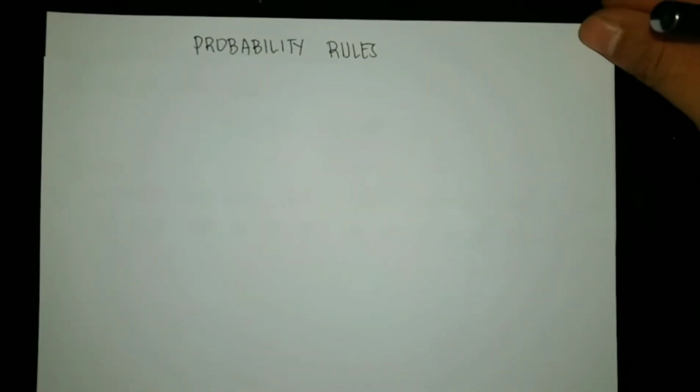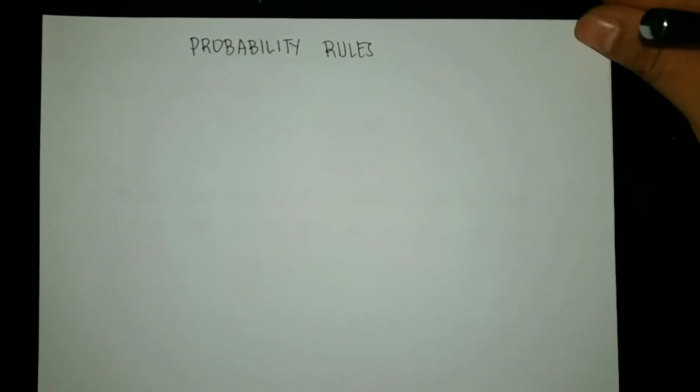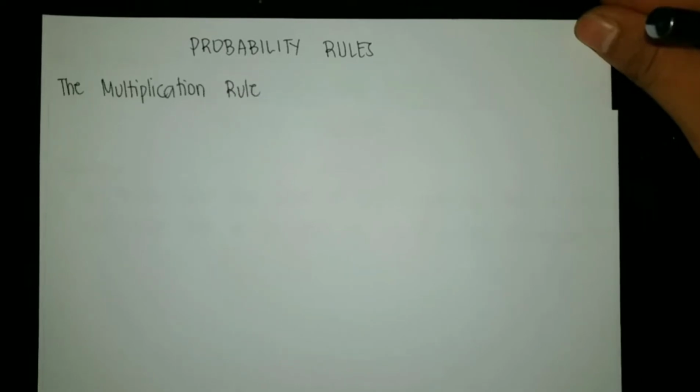In this video, you will learn the two basic probability rules. The first of which is the multiplication rule. To determine the probability of occurrence of two independent events, we use the multiplication rule.